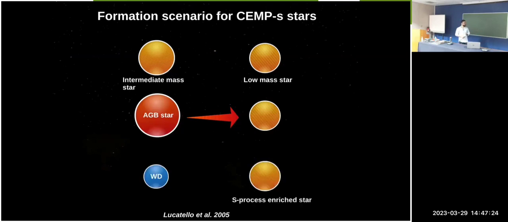And after the AGB phase is over, a white dwarf remains. So this is the most widely accepted formation scenario for CH stars, barium stars, and CEMP-s stars, because all these stars are found in binary systems with an invisible companion, which is a white dwarf.